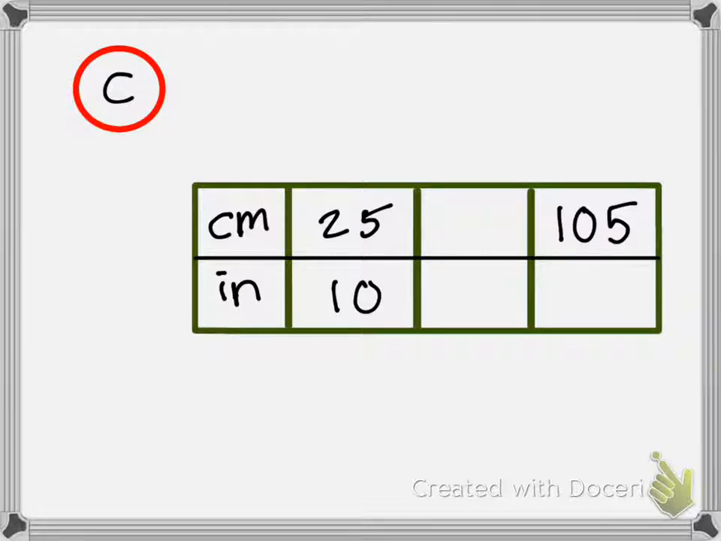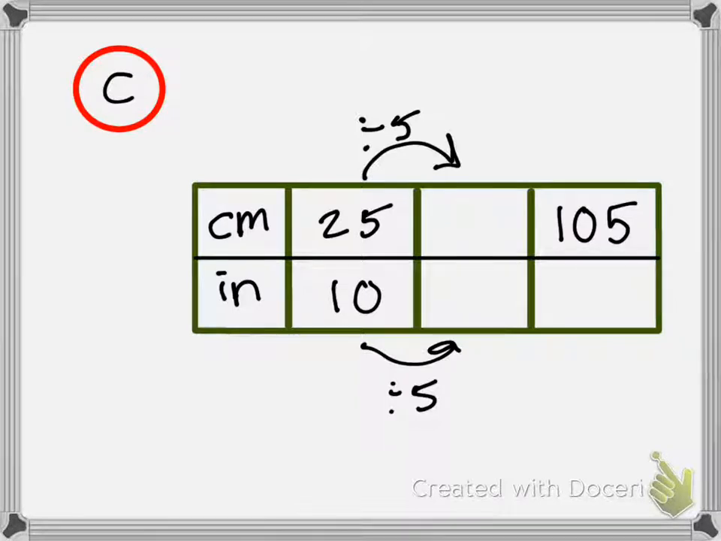So we want to find a number that 25 and 10 have in common. What number do 25 and 10 have in common, Oleg? 5. Exactly. So we want to divide them both by 5 because that's what they have in common. So we divide them by what they have in common.